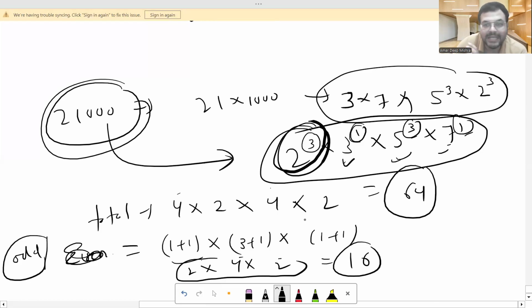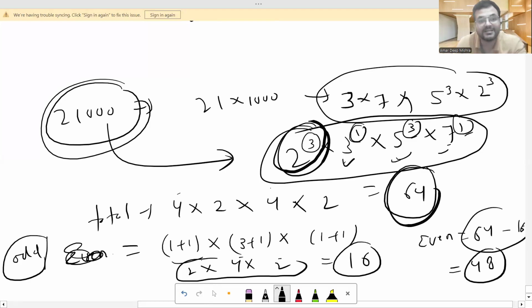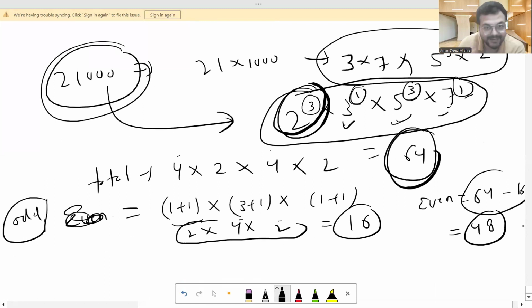Okay. Now, if we want to find out the even number of factors, so they will be how many? Total 64 minus 16. 64 minus 16, you will get how many? You will get 48. But there is one more way. I told you the direct way. So if you want to calculate an even number of factors, you take that power of 2 as it is. Do not add 1.